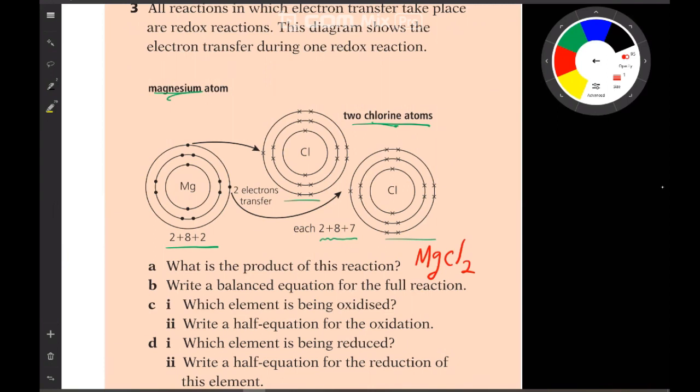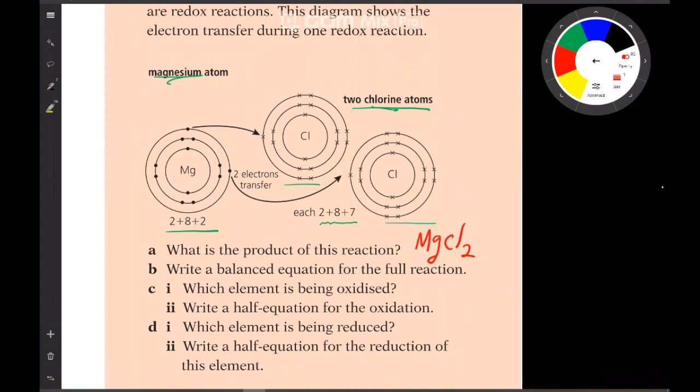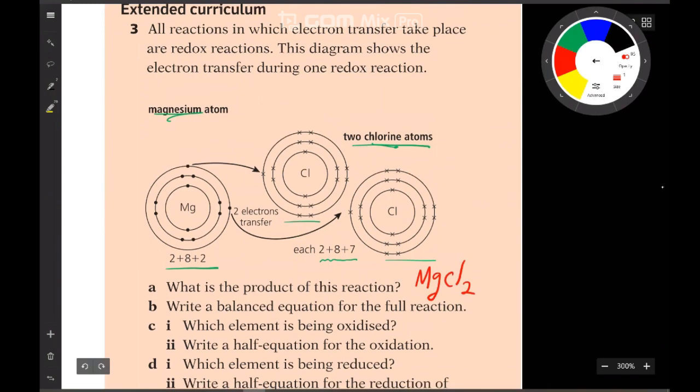Okay, it says write a balanced equation for the full reaction. Part I says, okay, balanced equation for full reaction. So what do you have at the beginning? Right here at the top. At the beginning, you had 1 magnesium and 2 chlorine atoms. When they react with each other, they form ionic compound. The ionic compound is magnesium chloride, as you said. Okay, so this is part B.